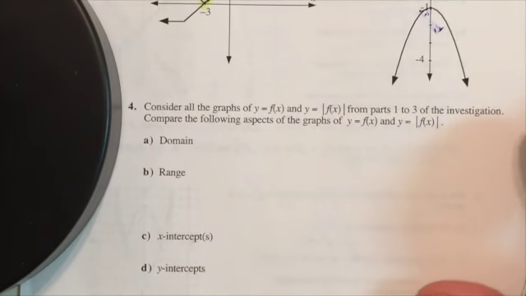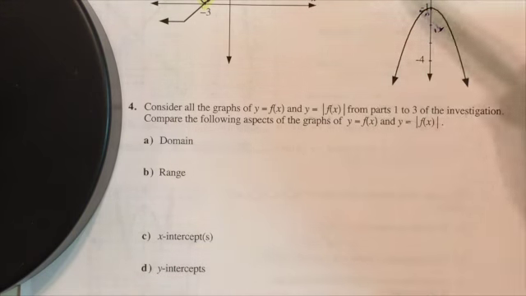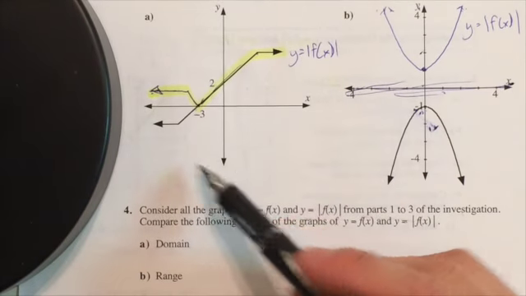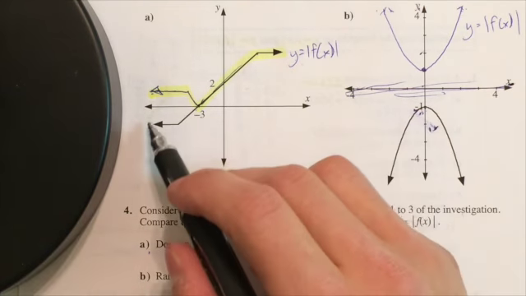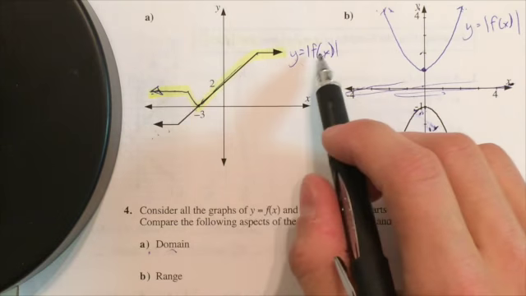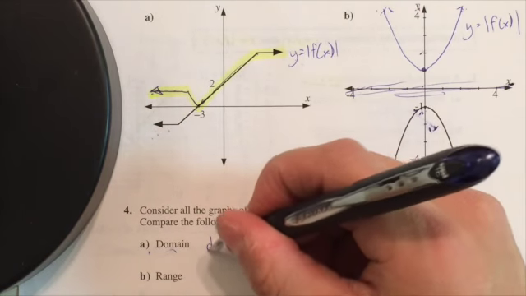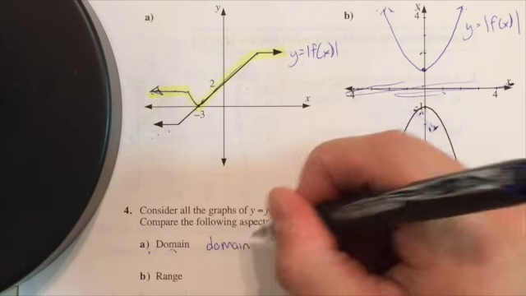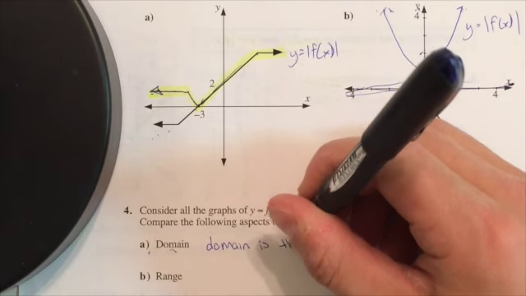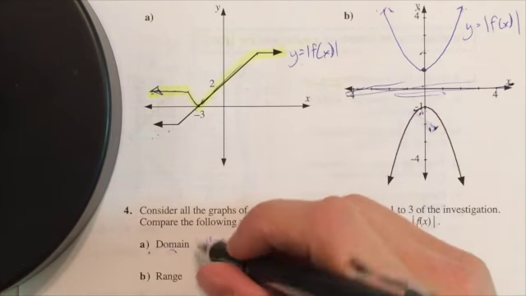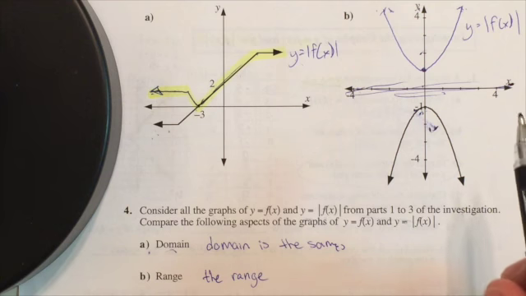Okay, so consider the graph of y equals f of x and y equals the absolute value of f of x from parts 1 to 3 of the investigation. Let's just look at these first graphs here. In both these cases, if we were to examine the domain of y equals f of x and the domain of y equals the absolute value of f of x, we're going to find that they all have the same domain. So all of our values for our x-axis are going to remain the same. So the domain is the same. But the range did change, right? Because the range has to do with our values of y.